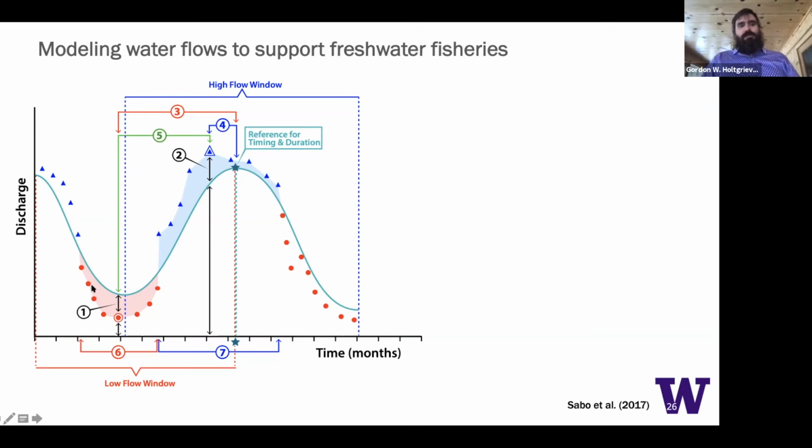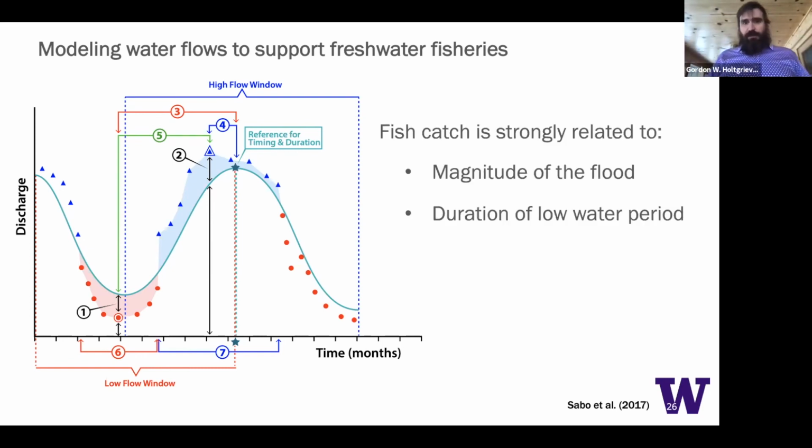Maybe that drought was particularly long in the summer before. Maybe the flood is particularly long. So we looked at all these metrics of the hydrology, and then we related that to the fish catch. I'm going to just give you the answer here. Fish catch is strongly related to the magnitude of the flood and the duration of the low water period. And these are all lagged by 1 year.